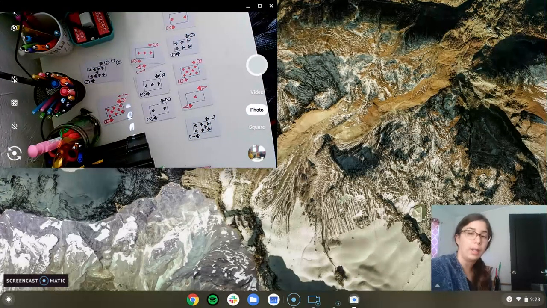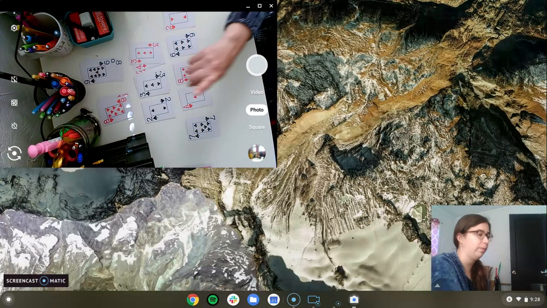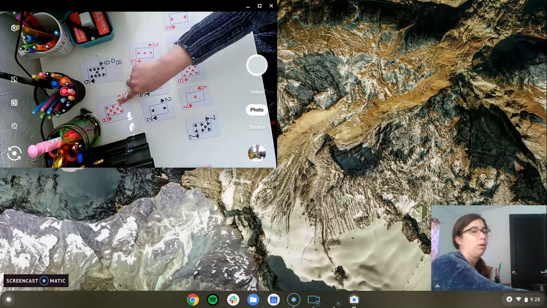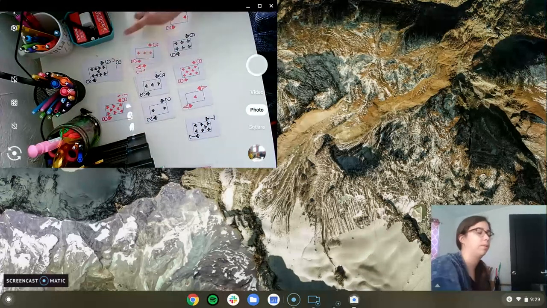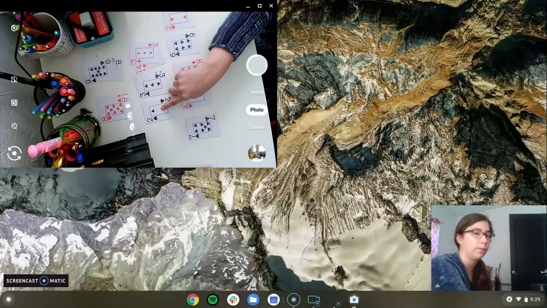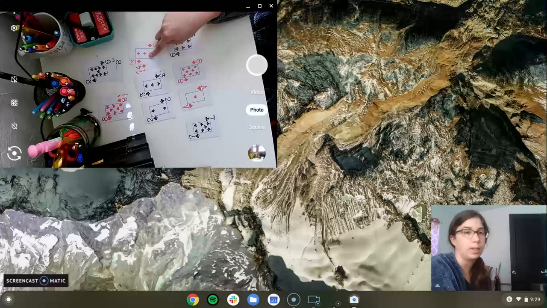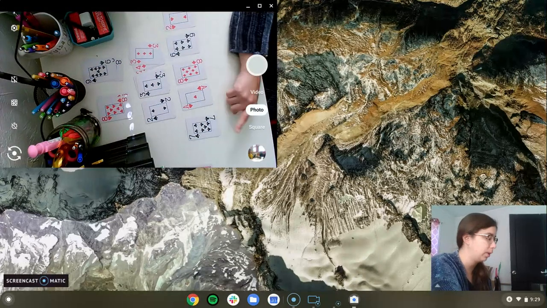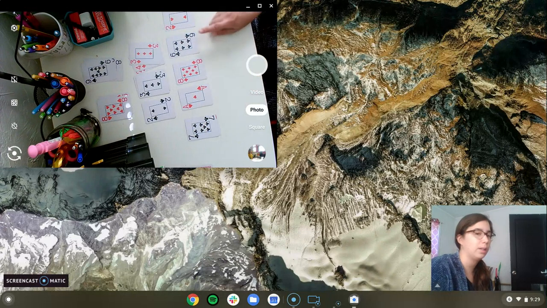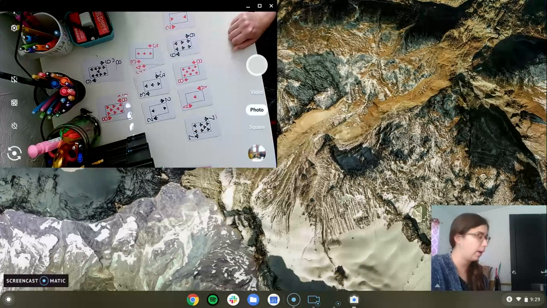Good job. Thank you for helping me sort my cards today. Remember, we sorted them by color. So they're all the red ones and all the black ones. Then we sorted them by shape, all of the spades, all of the clubs, and all of the diamonds. And we sorted them by numbers, 7s, 1s, 8s, and then we had 6s and 2s in this pile.